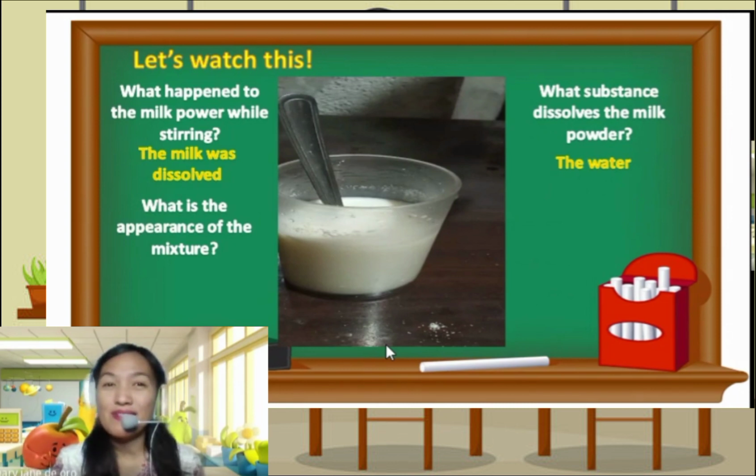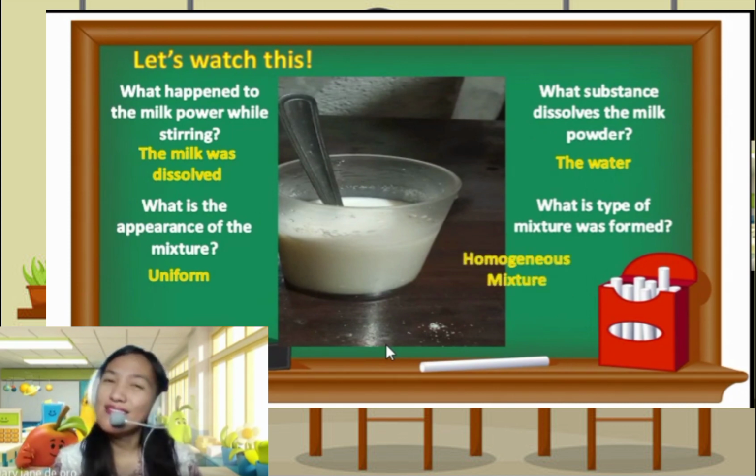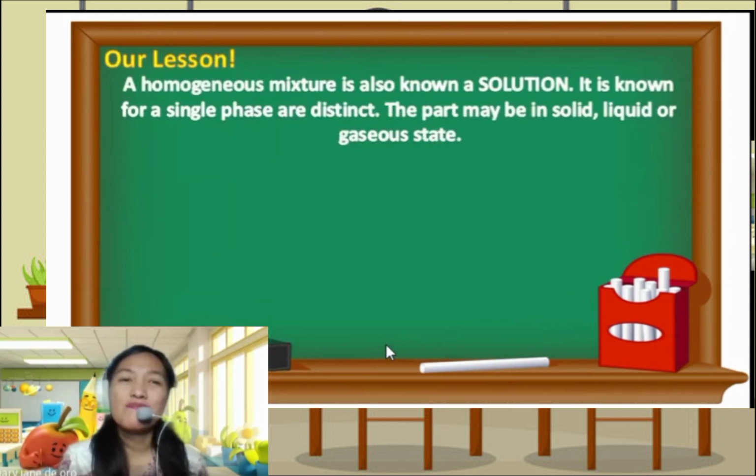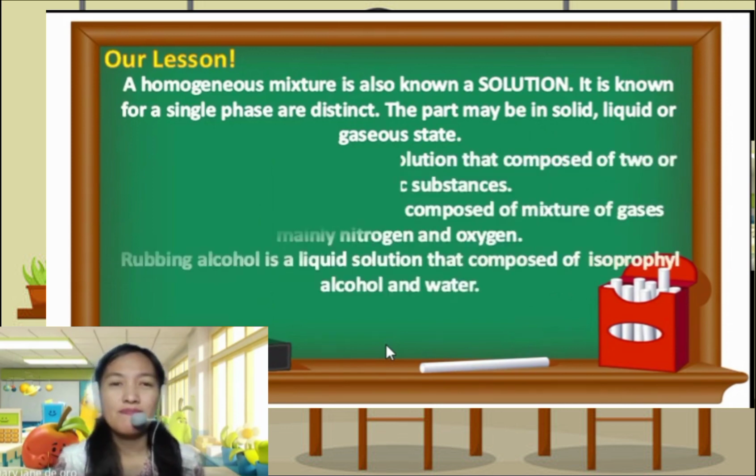What is the appearance of the mixture? It is uniform. And what type of mixture was formed? You're right again, homogeneous mixture. For today, we are going to have a homogeneous mixture, which is also known as solution. It is known for a single phase or distinct. The part may be in solid, liquid, or gaseous state.